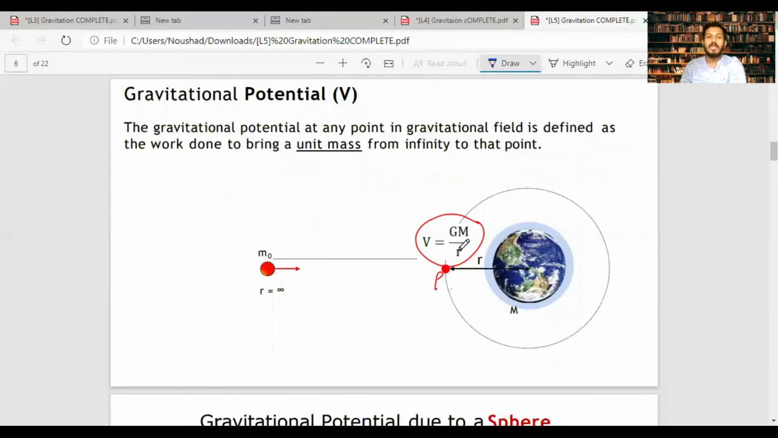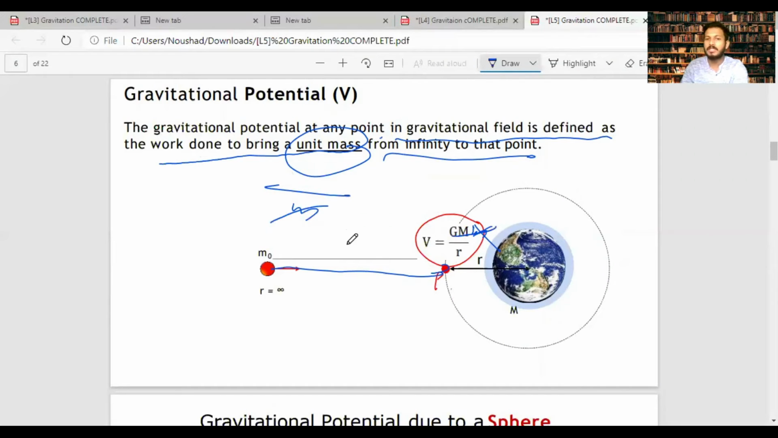Gravitational potential at any point in a gravitational field is defined as the work done to bring unit mass from infinity to that point. I am bringing a unit mass from infinity to that point. So in the equation, there is no small letter m, because we have to divide by m. So m and this m get cancelled. So V equal to minus GM by r. This minus arises from the derivation.